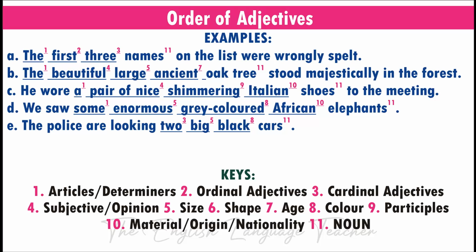Example C. He wore a pair of nice shimmering Italian shoes to the meeting. Now let's see the arrangement of the adjectives here. A, that is article. Pair of nice. Nice is number 4.